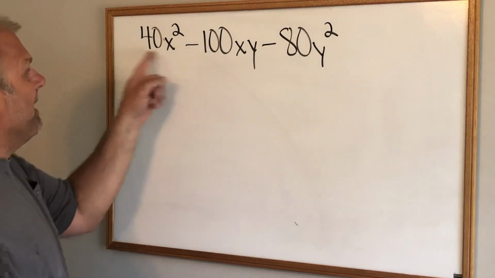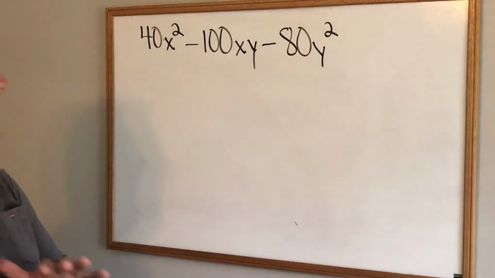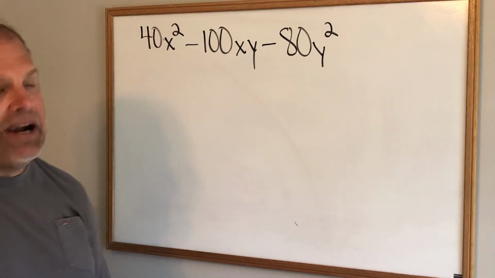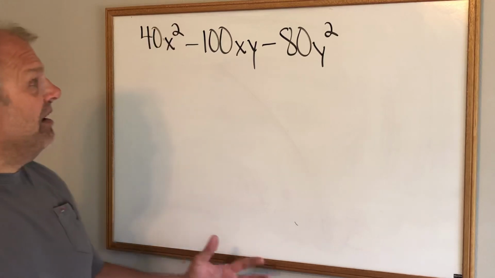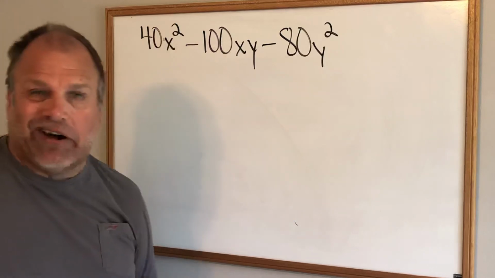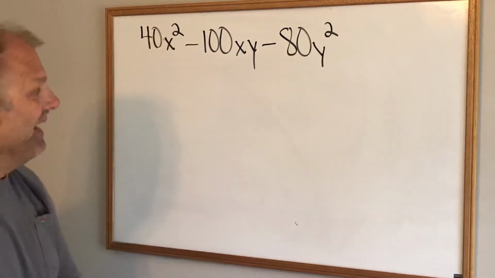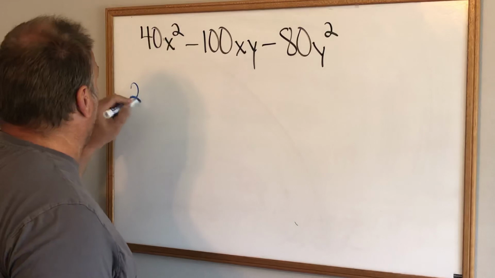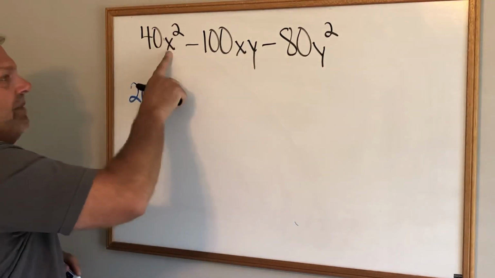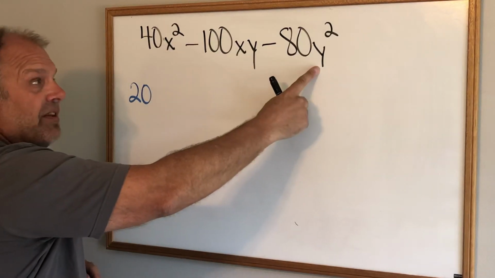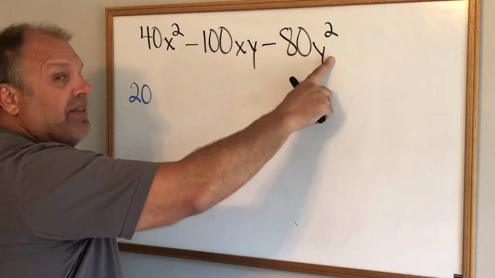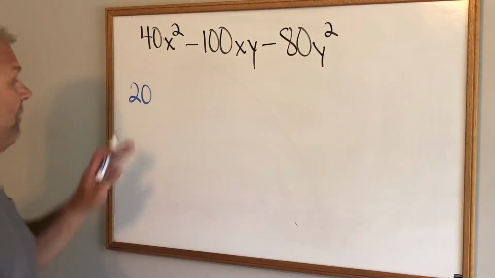So what's the biggest number that I can take out of 40, 100, and 80? Some of you are thinking 2, it's all even. Higher. 5. Higher. 10. I can take a 10 out of 40. Higher. You're right, 20. So I can take a 20 out. Now, how many x's do they all have? X squared, x, no x's. So I can't take an x out. How many y's? Well, this has a y, this has a y squared, this doesn't. So this is the GCF, 20.